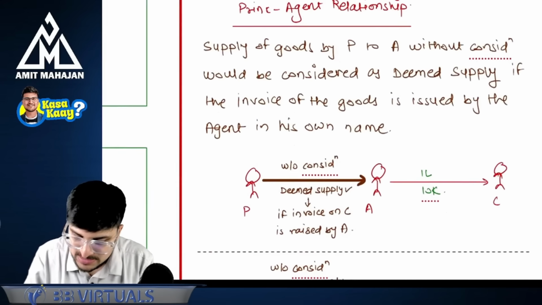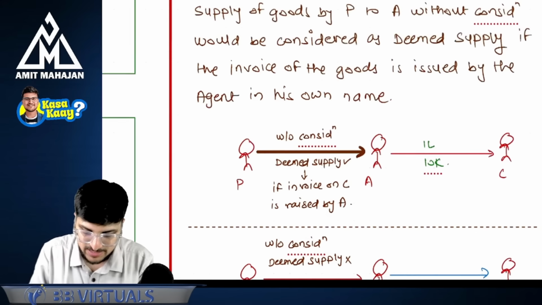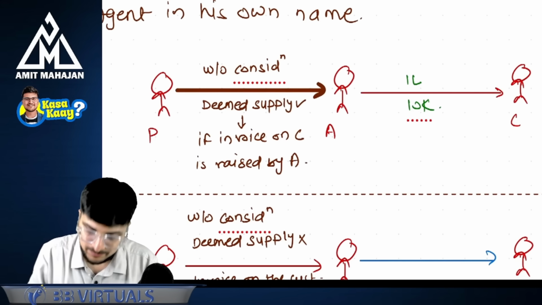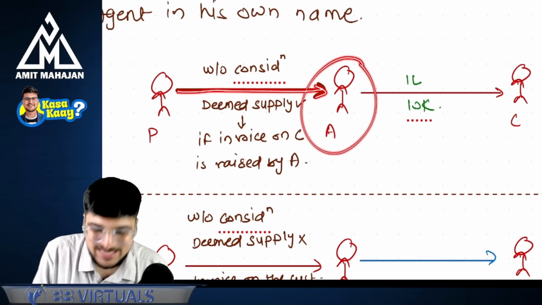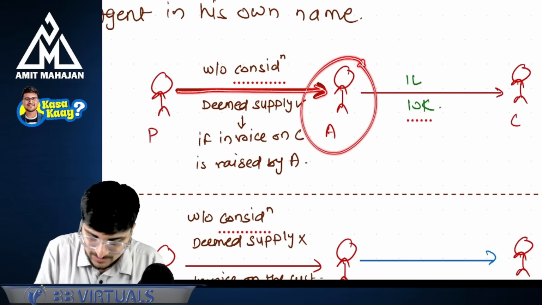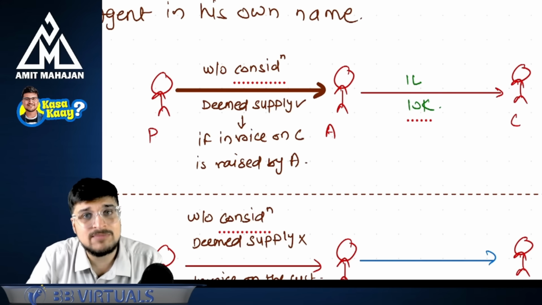And the last point is principal-agent relationship. What is the principal-agent relationship? Please try to understand here. There is one principal, one agent, and one customer. When the principal transfers certain goods to this agent, of course, it will be without consideration. They are saying that this principal is transferring the goods to the agent without consideration. It will be considered as deemed supply. Why? And when will it be considered as deemed supply?